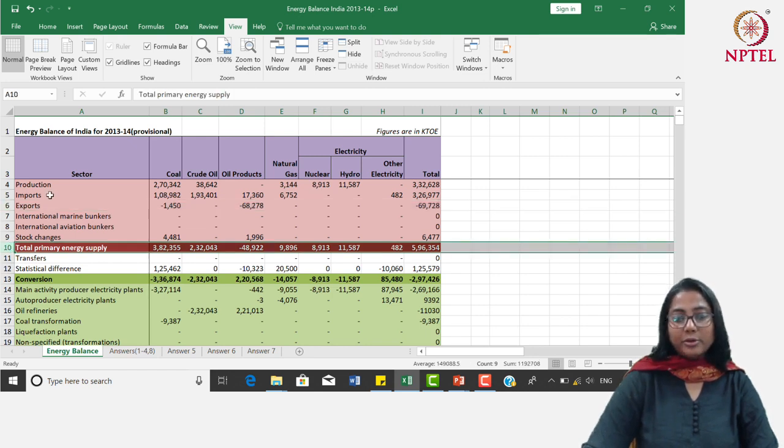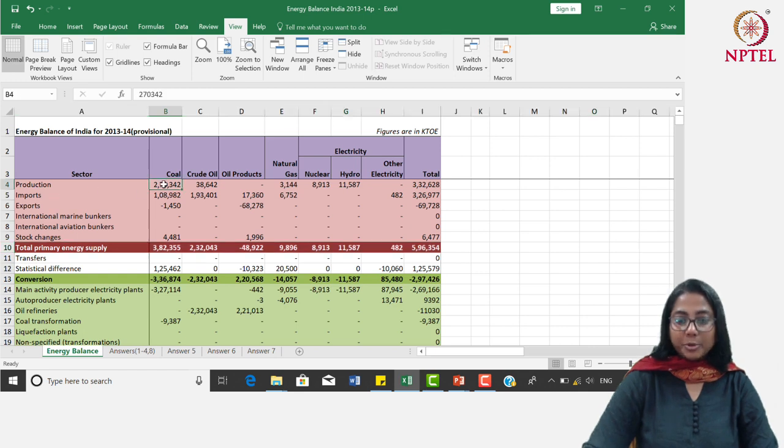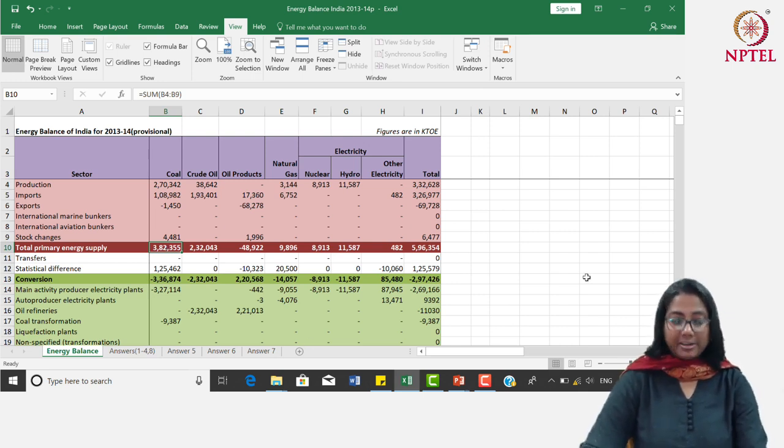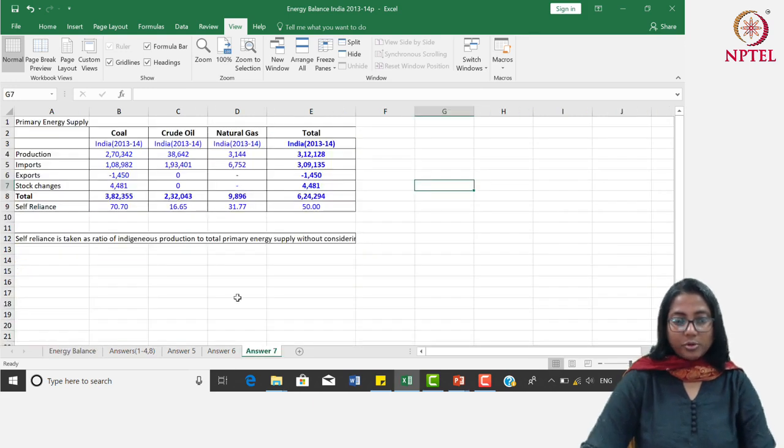If you actually calculate the percentage of domestic production to your total primary energy supply, that figure is indicative of the self-reliance that you have. So if you look at this figure, if you calculate the self-reliance for each individual fuel, you see that the production of coal in India in the year 2013-14 was 2,70,342 kiloton of oil equivalent, whereas the total primary energy supply was 382,355 kiloton of oil equivalent.